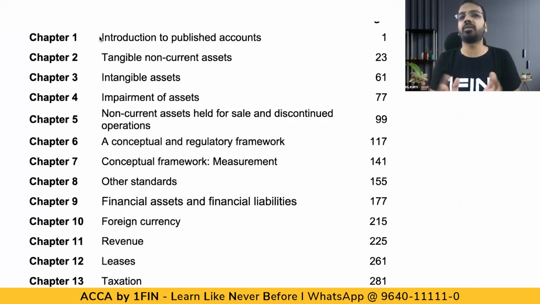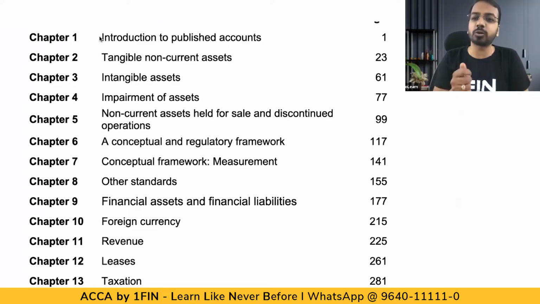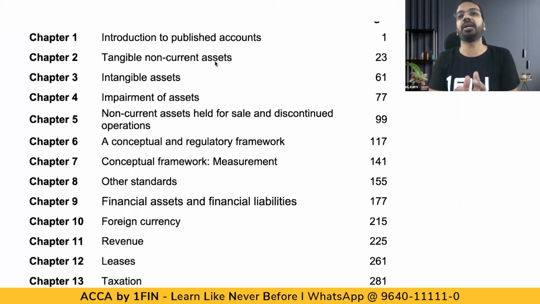Now, globally, what is followed in most of the countries is IFRS, or something which is closely linked to IFRS. So when we come to, for example, chapter 2 here, tangible non-current assets, this will tell us how we account for, recognize, and measure non-current assets, which we normally refer to as fixed assets, like property, plant and equipment, etc. Then we have intangible assets.